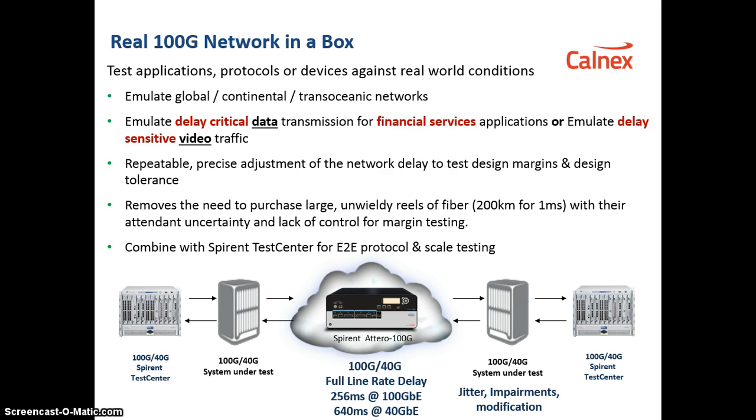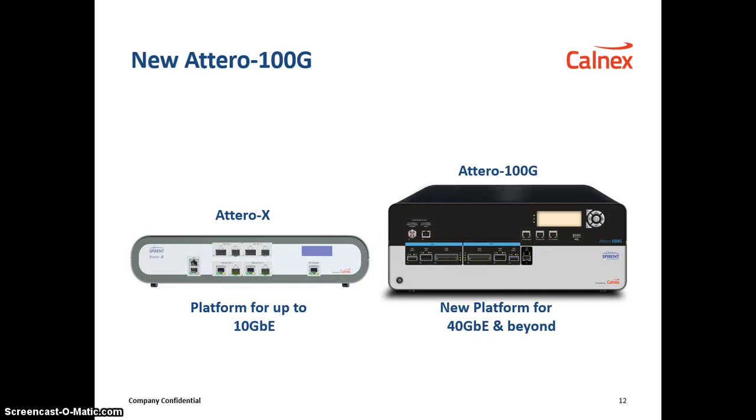It's also a repeatable test methodology. You're able to compare meaningful results with colleagues and customers. And it introduces real world conditions as early in the development cycle as possible to save headaches further down the line. In summary, network emulation complements your existing generator analyzer test equipment arsenal. So here you see the new Attero-100G on the right, which is the new platform for 40 gigs and beyond, with Attero-X on the left, which is the platform for up to 10 gigabit Ethernet.